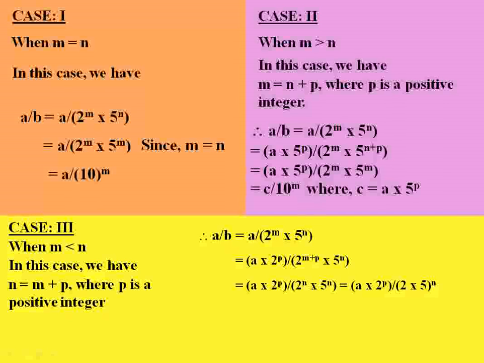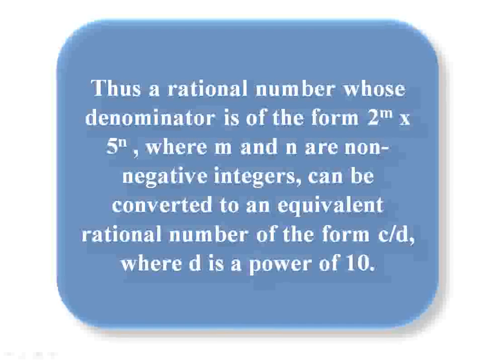Multiplying 2 and 5, we get a by b is equal to c divided by 10 to the power of n, where c is equal to a into 2 to the power of p. Thus, a rational number whose denominator is of the form 2 to the power of m into 5 to the power of n, where m and n are non-negative integers, can be converted to an equivalent rational number of the form c by d, where d is a power of 10.